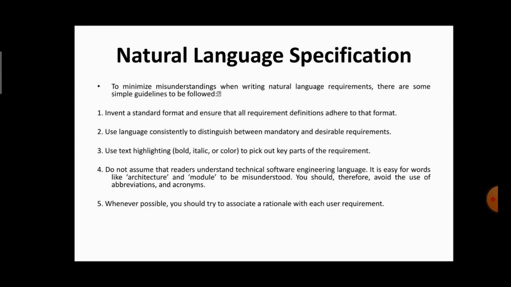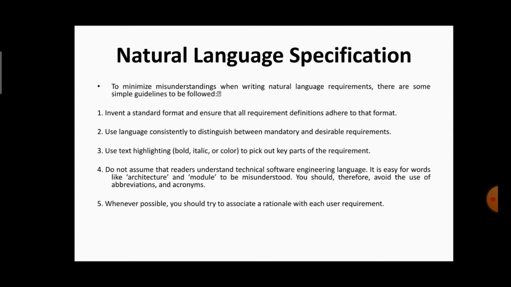Desirable requirements may be written in small letters, lowercase letters. And use text highlighting. I told you already, bold, italic or color to pick out key parts of the requirements. To tell the developer about some important points of the requirement, you can use bold, italic and colors.